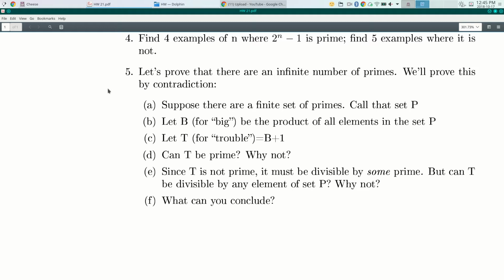But if you look at the way T is constructed, it's the product of all these primes plus 1. If you divide by any prime, you're going to have a remainder of 1. And so it's not divisible by any prime, and that's a contradiction. Because if it's not divisible by any prime, it must be prime itself. But we already said it can't be in that bucket because it's bigger than everything there. So the contradiction was our original assumption that this set P was a finite set. And if we take away that requirement that P is a finite set, then we can't form this number B, which is a product, because B would be infinite. Right? So we can't multiply an infinite number of things and actually get a number. So that's where the proof falls apart.